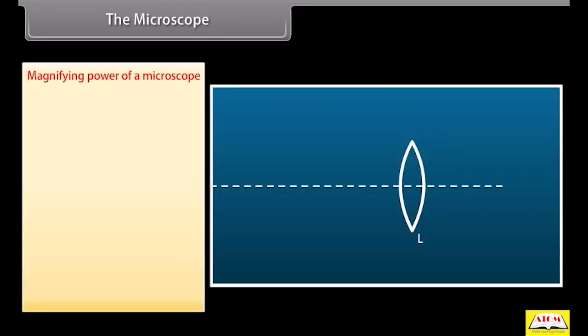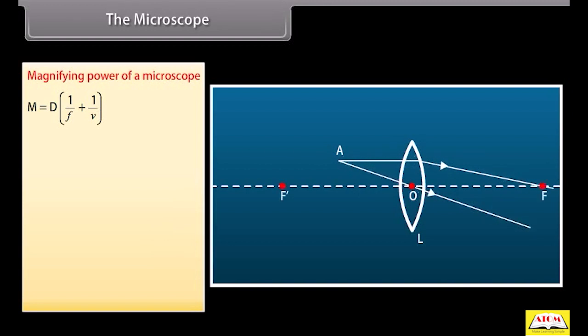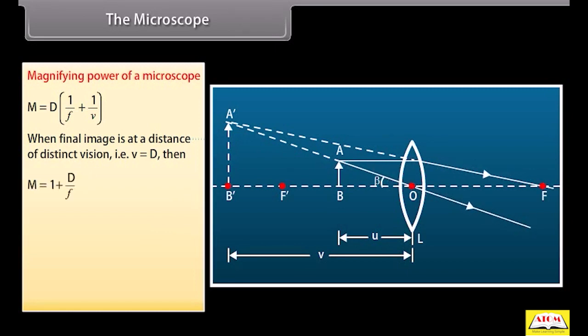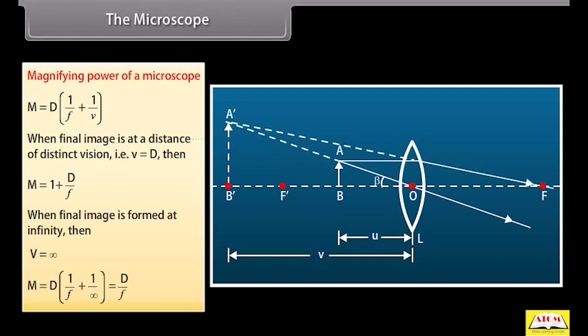Magnifying power of a microscope. M is equal to D into (1/F + 1/V). When the final image is at the distance of distinct vision, that is V is equal to D, then M is equal to 1 plus D by F. When the final image is formed at infinity, then V is equal to infinity, M is equal to D into (1/F + 1/infinity), which is D by F.